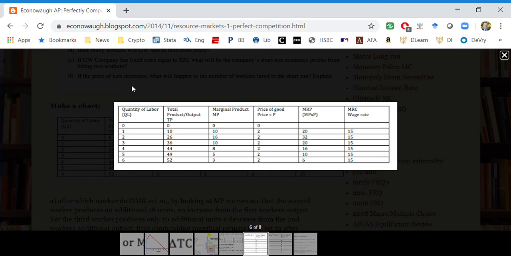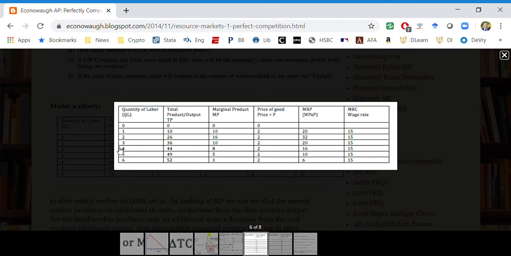This is a total product schedule, to kind of explain to us how total product and marginal resource product work. These are the quantities of labor. So we go from 0 to 1 to 2, 3, 4, 5, 6. That could be additional workers, additional trucks, additional factories, additional any type of resource.